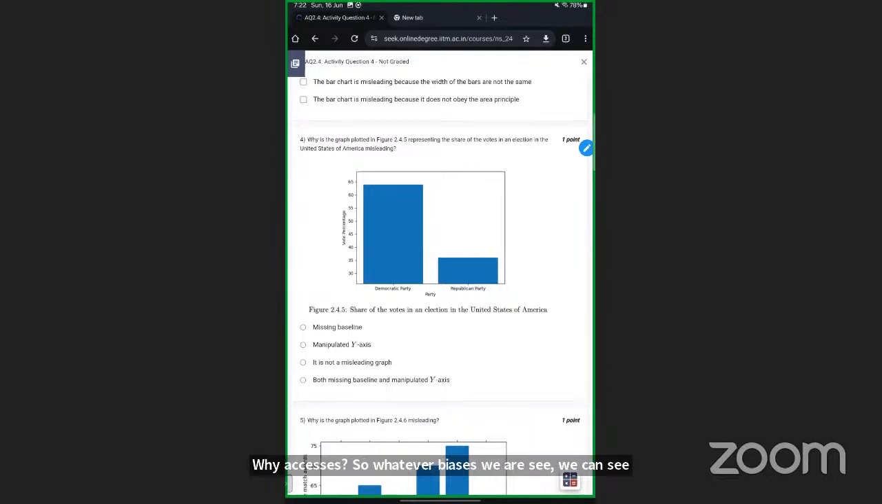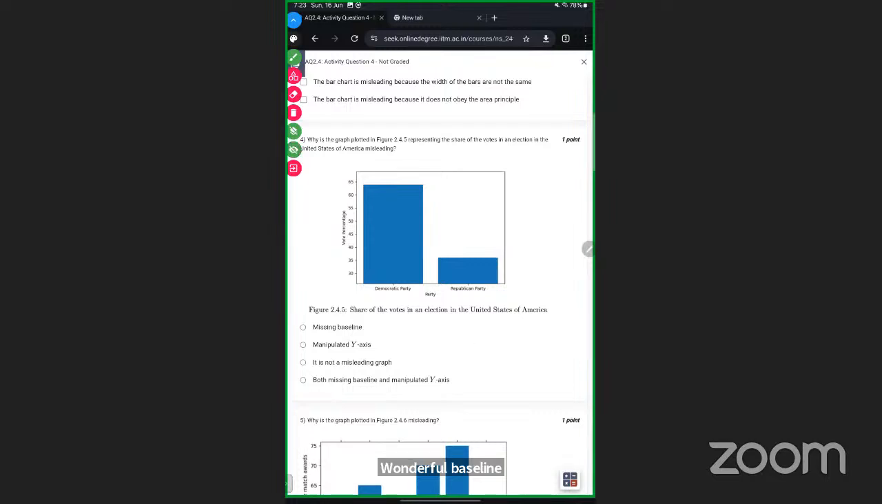So you can't. So baseline missing is the correct one, right? It's a more appropriate one. Sir, then what is actually the point of manipulated y-axis? I mean, what is the example of manipulated y-axis? So what is the baseline?